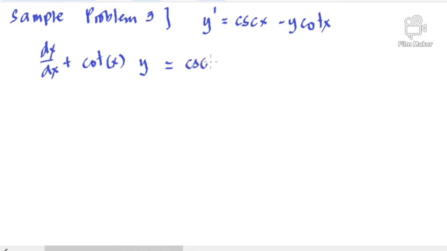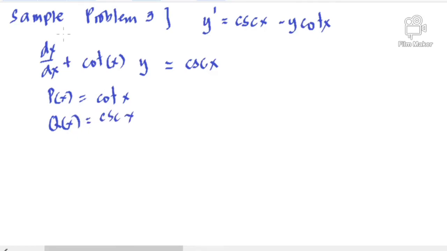Okay, cosecant of x. Ano sa tingin niyo yung p of x? Yan, tama. Yung kasama ng y. That is cotangent of x. Sige, sulat natin para mas madali. P of x, ang P of x mo is, tama, cotangent of x. Ano yung Q of x mo? Your Q of x is equal to cosecant of x.